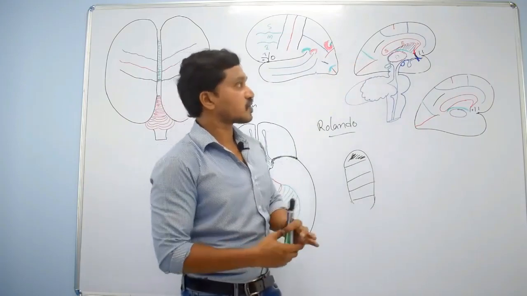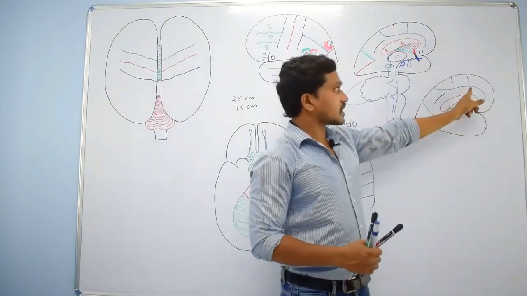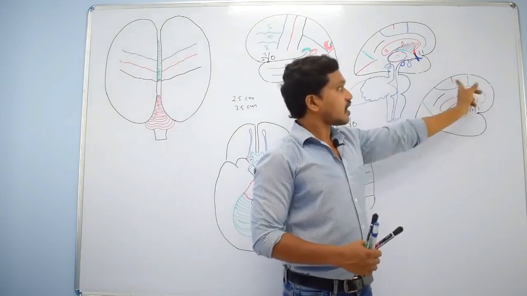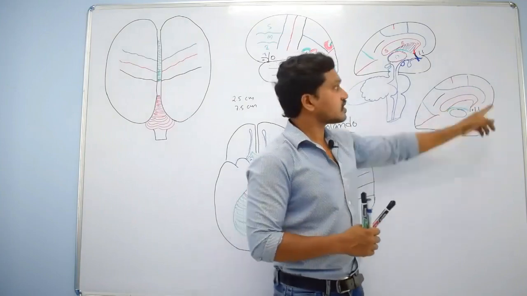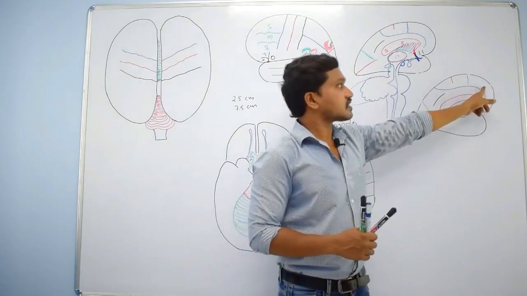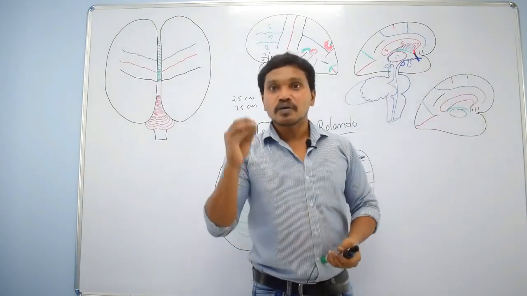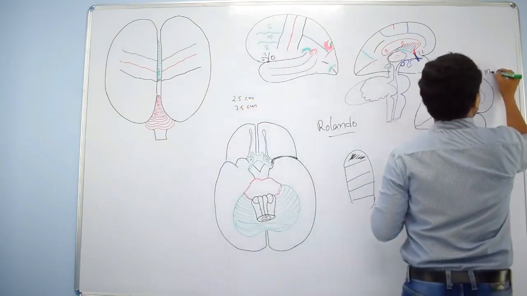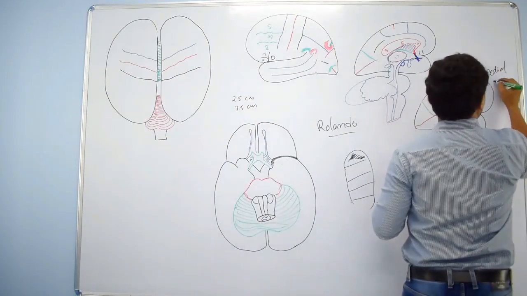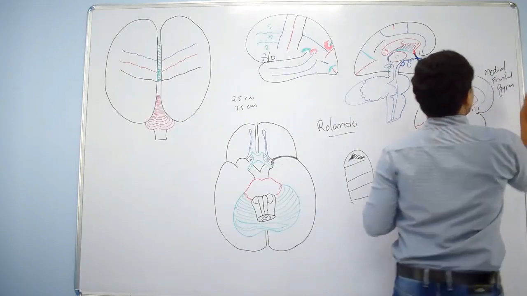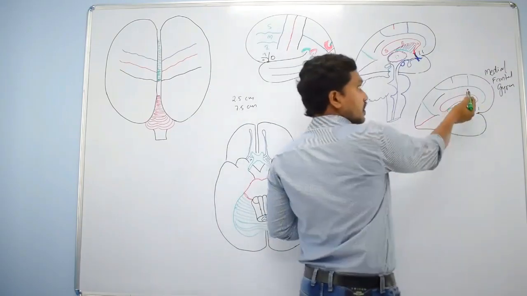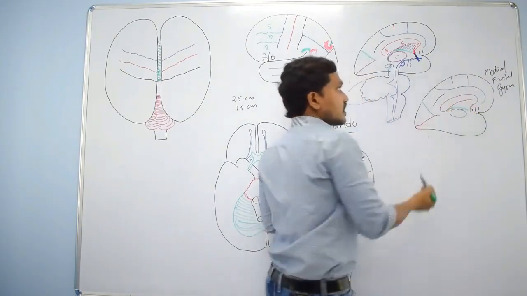Now, because of this vertical sulcus, the part above the cingulate sulcus divides into an anterior part and a posterior part. This anterior part we call the medial frontal gyrus. Medial frontal gyrus, right?